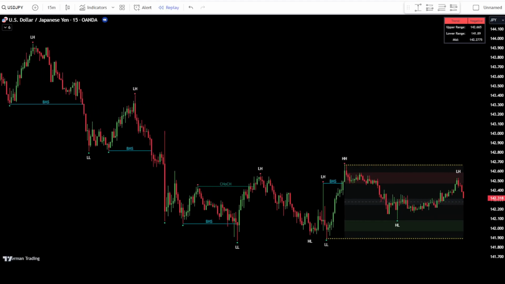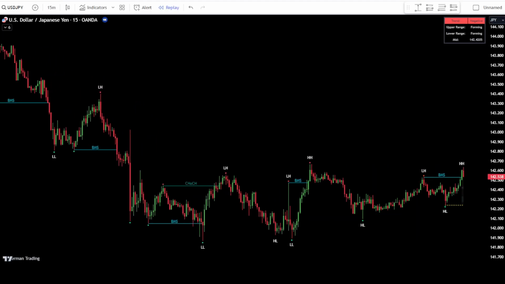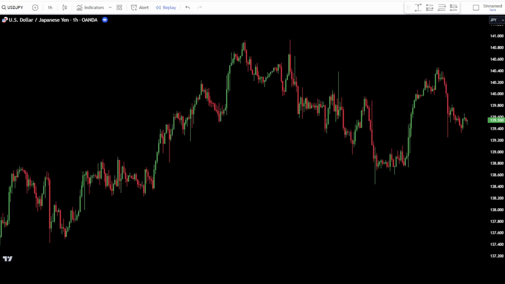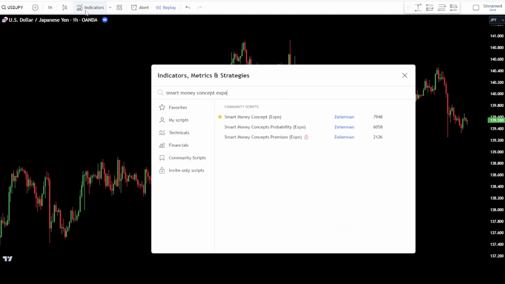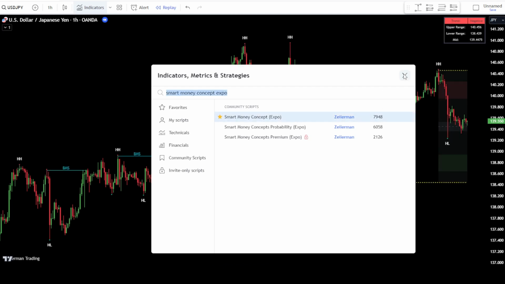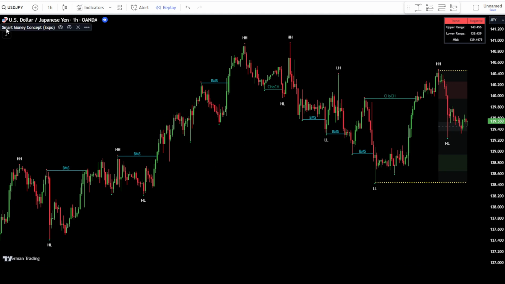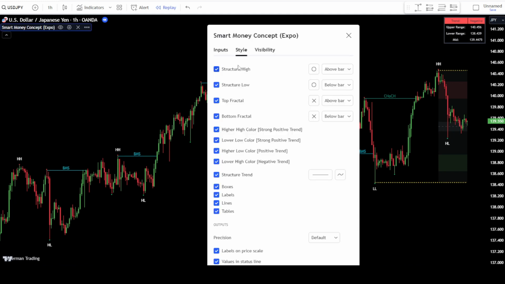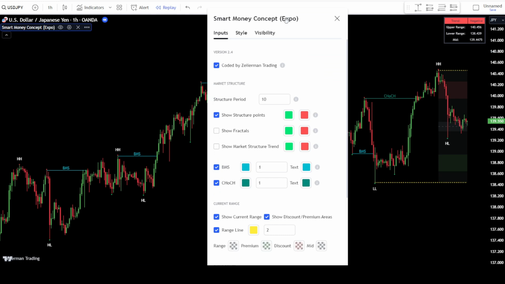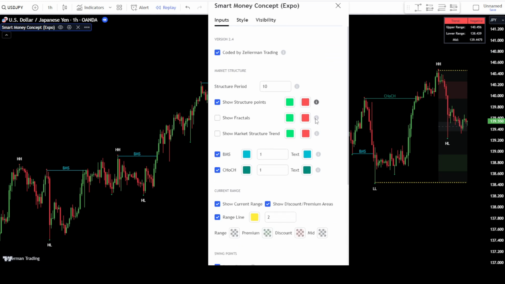The indicator discussed in this video is the Smart Money Concept Expo. To use this indicator, you can go to TradingView and navigate to the Search Indicator tab. In the search bar, type Smart Money Concept Expo and select the one from Zeiierman. Next, access the settings for the Smart Money Concept Expo indicator. While there are many settings you can customize, for this example, I will stick to the default settings.